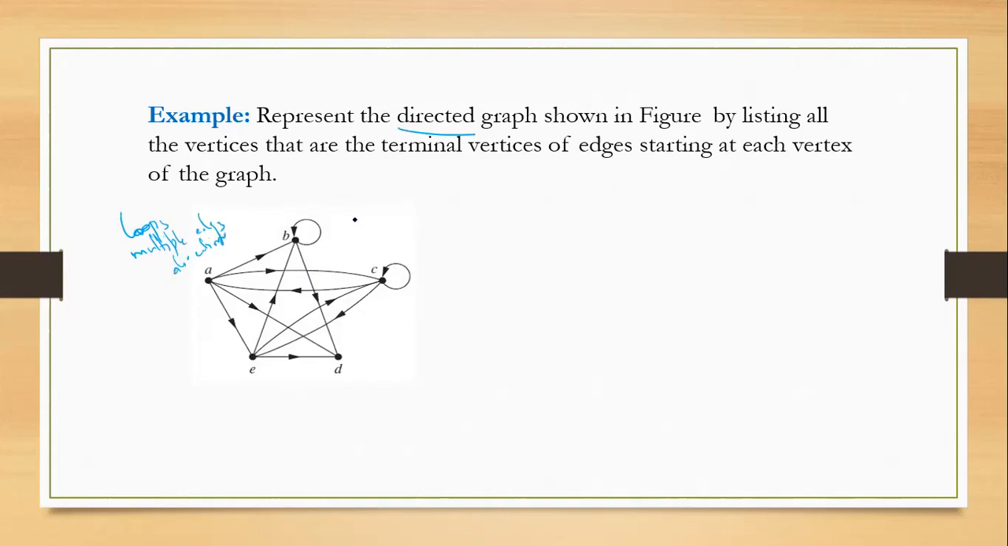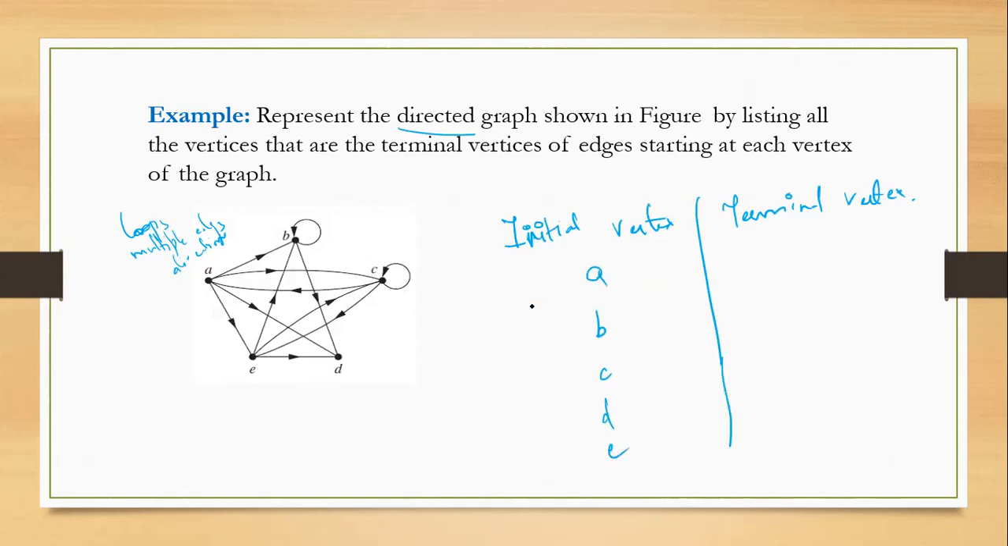Now what are we supposed to do? We are supposed to create 2 columns as we have done earlier, but the names of the columns will be different. So here we will have a column for initial vertex and a column for terminal vertex. Why do we need this? Because initial vertex and terminal vertex are the concepts we need only when we have directions in the graph. So for the initial vertex, we will write all the vertices of our graph: A, B, C, D, E.